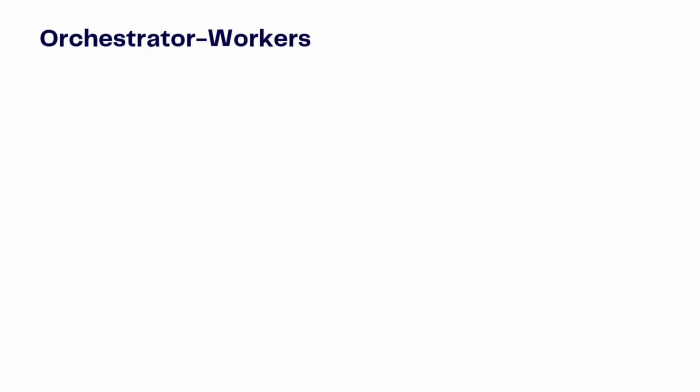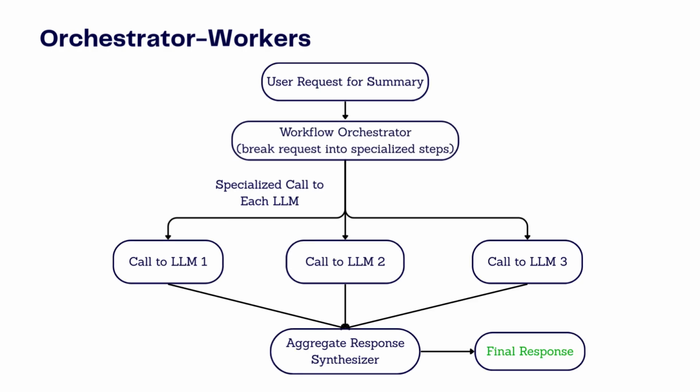Now, let's explore a really powerful workflow pattern called orchestrator workers. In this pattern, you have a central orchestrator, which acts like a manager, coordinating a team of worker agents to accomplish a complex task. In this diagram, user request for a summary of text.